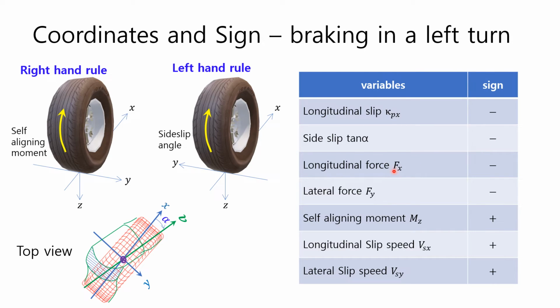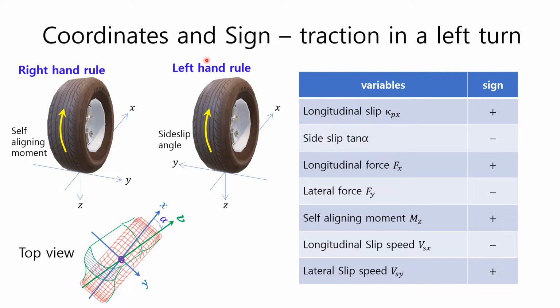Longitudinal force Fx has minus sign for braking. Lateral force Fy has minus sign for a left turn. Depending on the right-hand rule, self-aligning moment Mz has plus sign, which is opposite to that of side slip tangent alpha. Longitudinal slip speed Vsx has plus sign, and the lateral slip speed Vsy has also plus sign because slip speed should be opposite to the corresponding force.